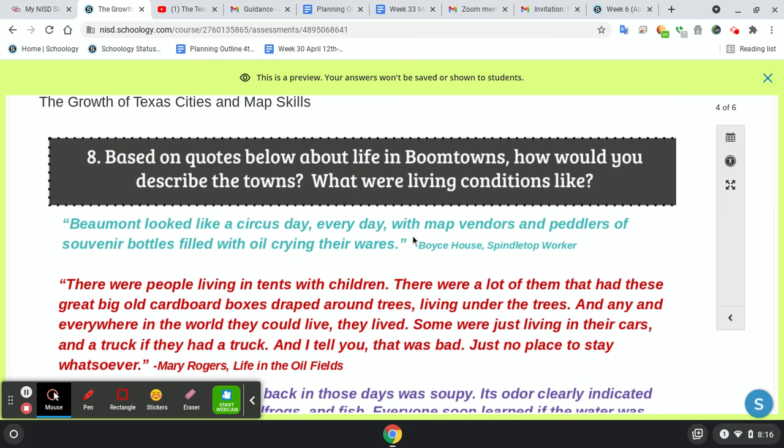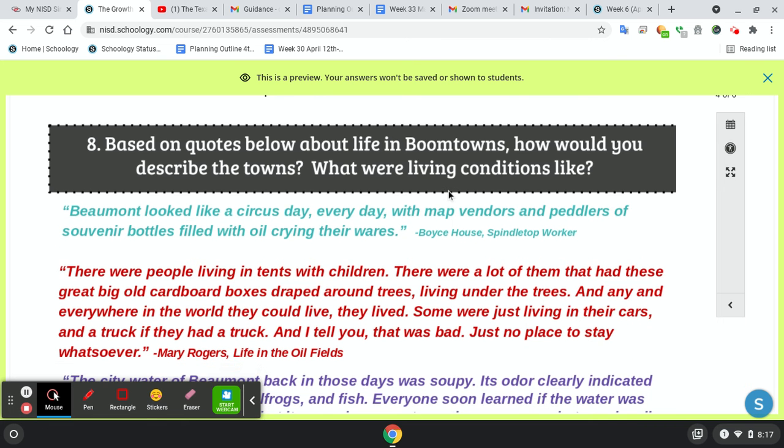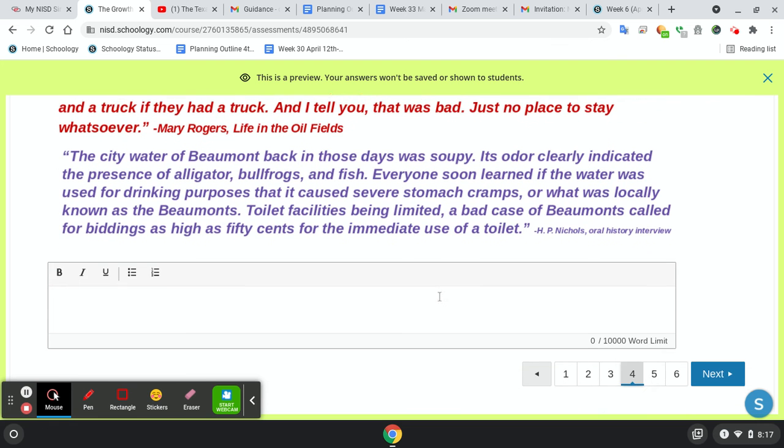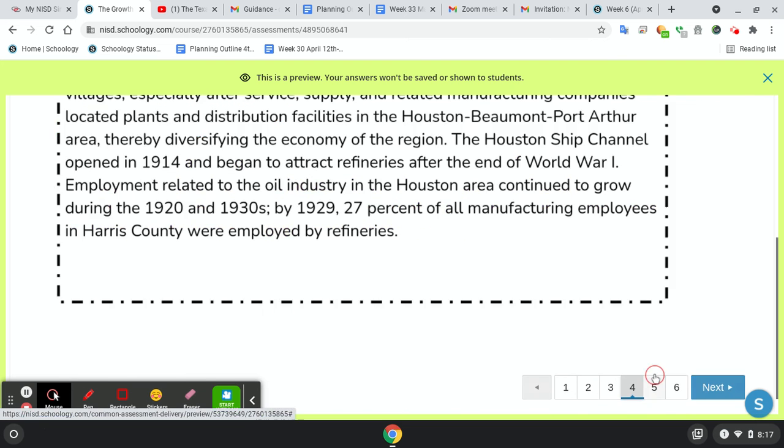Then here is number 8. Based on the quotes below about life in boom towns, how would you describe the towns? What were the living conditions like? So you've got 2 parts to this one, and there's different ones here. Just take something from these quotes to defend your answer, and you're good.